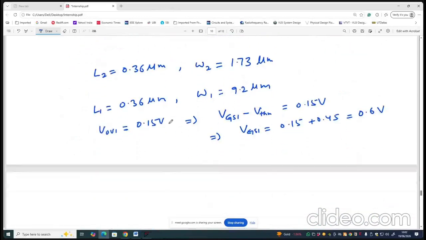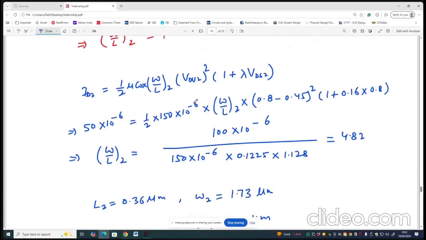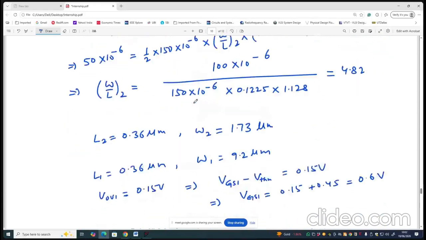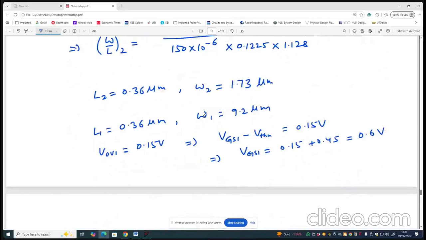Can you suggest this W upon L1 is right now not 25 times of W upon L2, and therefore what is going to happen, we are not likely to get the desired gain. So okay, let's go simulate it and let me demonstrate, and then we will come back to this and see how we can do iteration to achieve the desired gain.